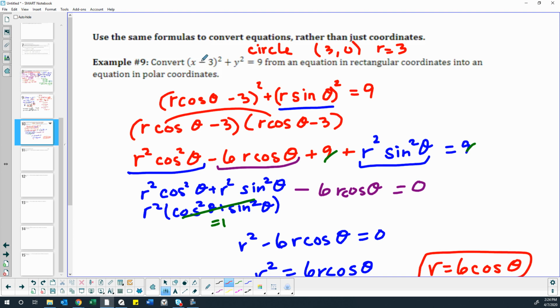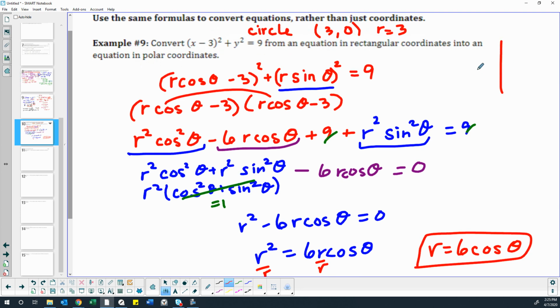This is a circle because x and y have the same coefficients. And then h would be positive 3 and k would be 0, and r is the square root of 9, which is 3. So technically this circle would be centered at (3, 0) with radius 3. It would be a circle that sits right there. So this equation, r equals 6 cosine theta, would give that same exact graph, just in polar coordinates. We're going to learn about that next time. Okay, moving on.